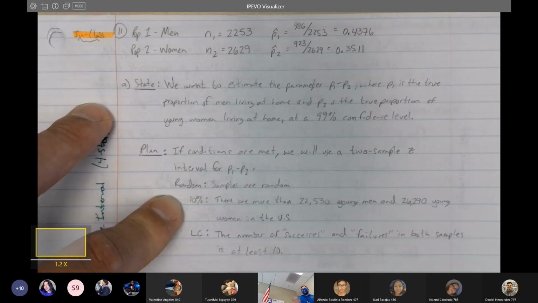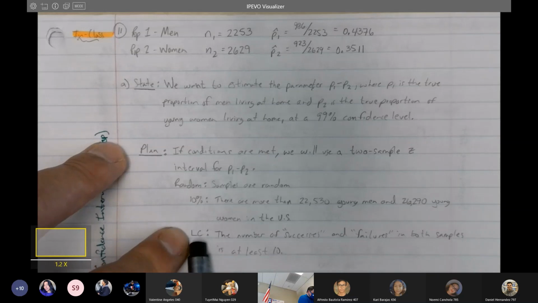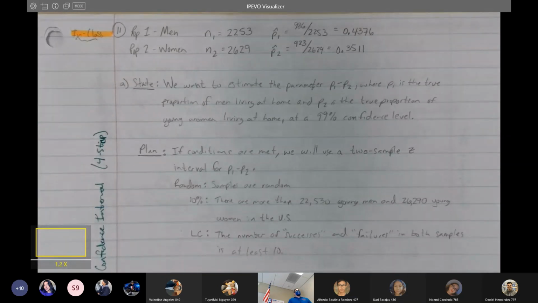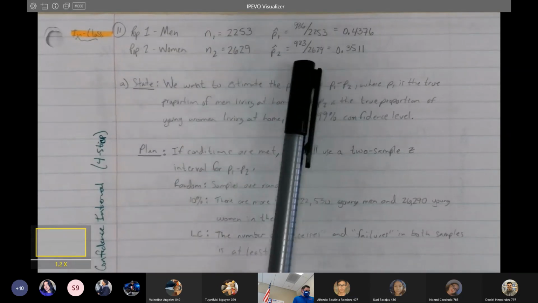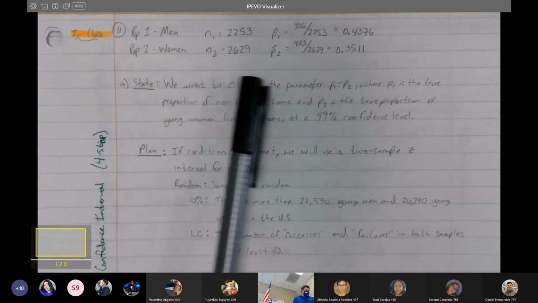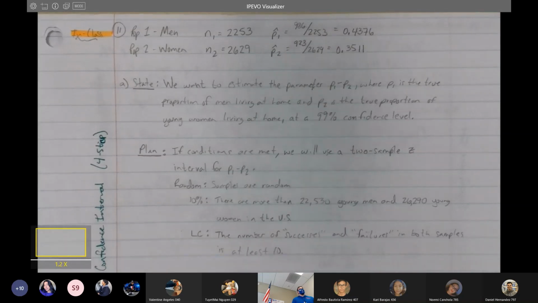Since we don't know the actual population size, we can't necessarily check specifically that our sample size is less than it, but we can pretty much guarantee that it is. Lastly, our large counts. The number of successes and failures in both samples is at least 10. I'm making this statement because I know I have 986 successes in the men's population, 923 successes in the women's population, which means whatever's left over, which is definitely more than 10 because of the size of my sample, is our failures, so to say. Both of those numbers are at least 10 in each case, so our large counts condition has been satisfied.